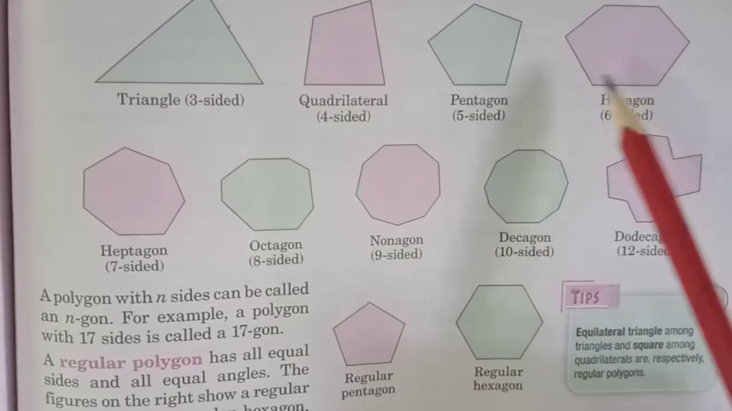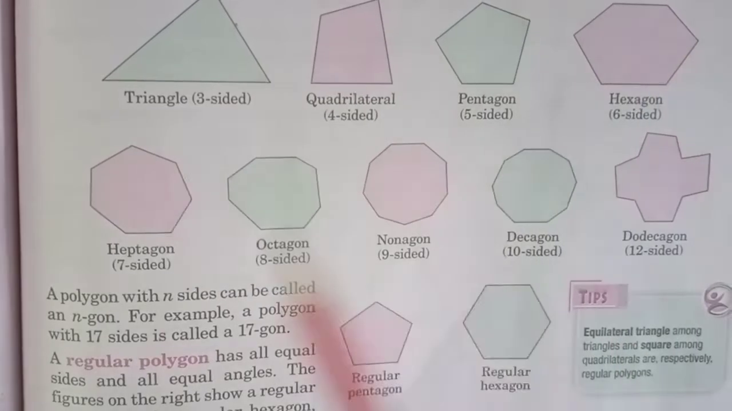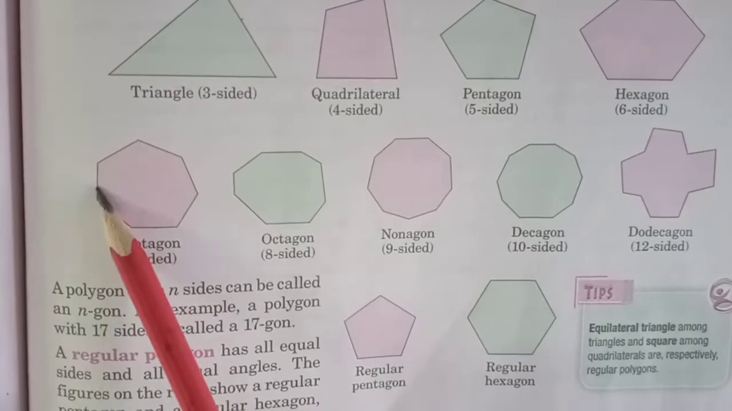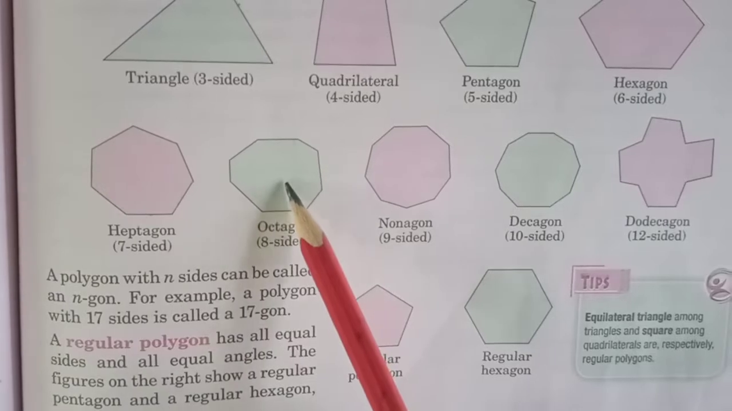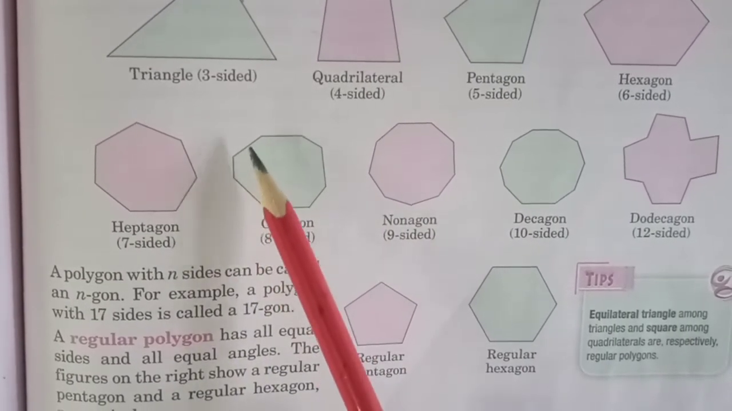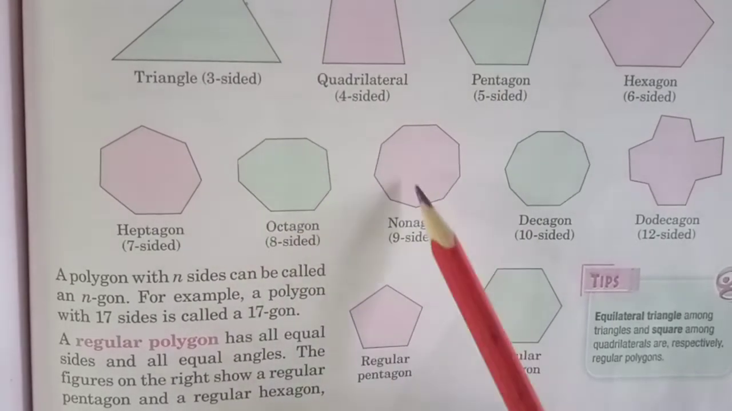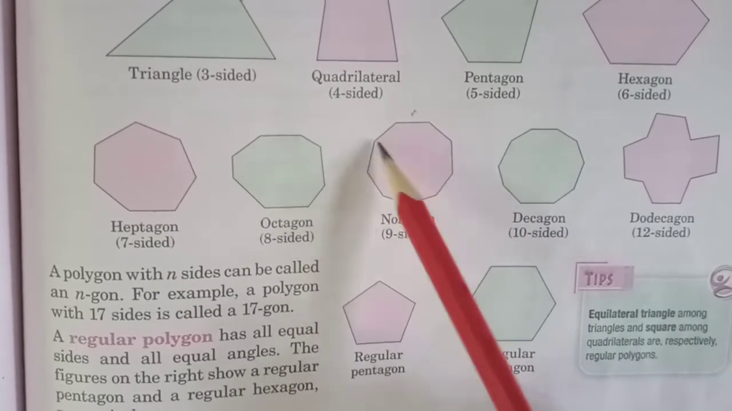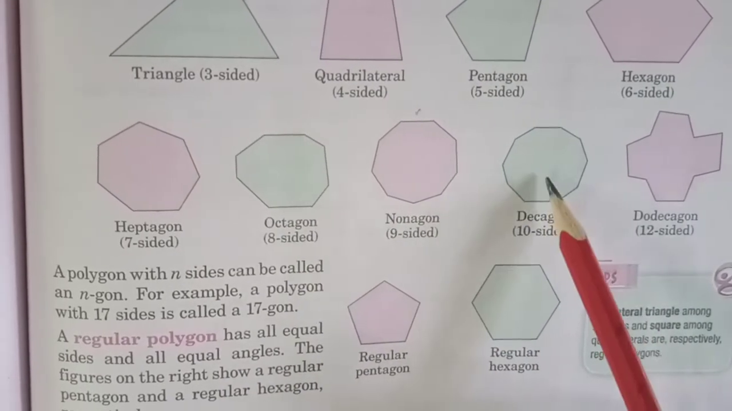1, 2, 3, 4, 5, 6. So it is a six-sided closed figure. Its name is hexagon. The next one is heptagon. 1, 2, 3, 4, 5, 6, 7. It's a seven-sided closed figure. Its name is heptagon. The next one is octagon. 1 to 8. So it is an eight-sided closed figure. Its name is octagon. The next one is nonagon. 1 to 9. It is a nine-sided closed figure. Its name is nonagon. The next one is decagon.